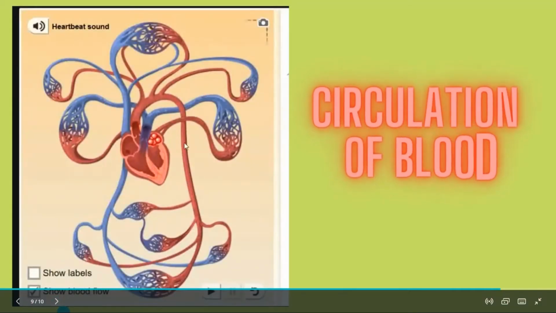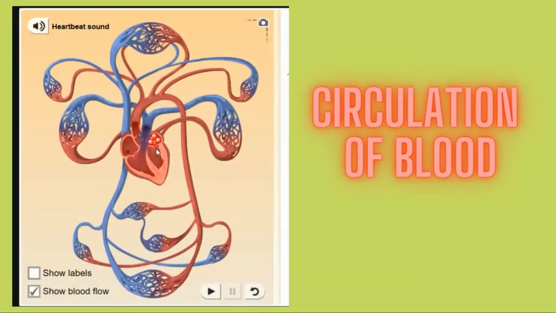Now I will show you the circulation of blood. So this is the heart. This part is the right atrium. This is the right ventricle, left atrium, left ventricle. The red color blood vessels are the arteries, and the blue color blood vessel is the vein. And these very small blood vessels that we observe are the capillaries. And this is the right lung and this is the left lung.